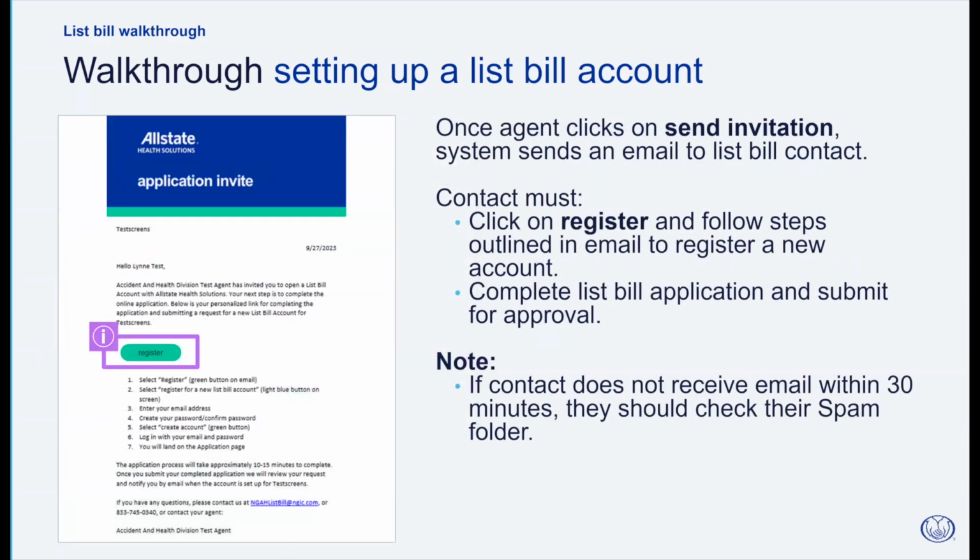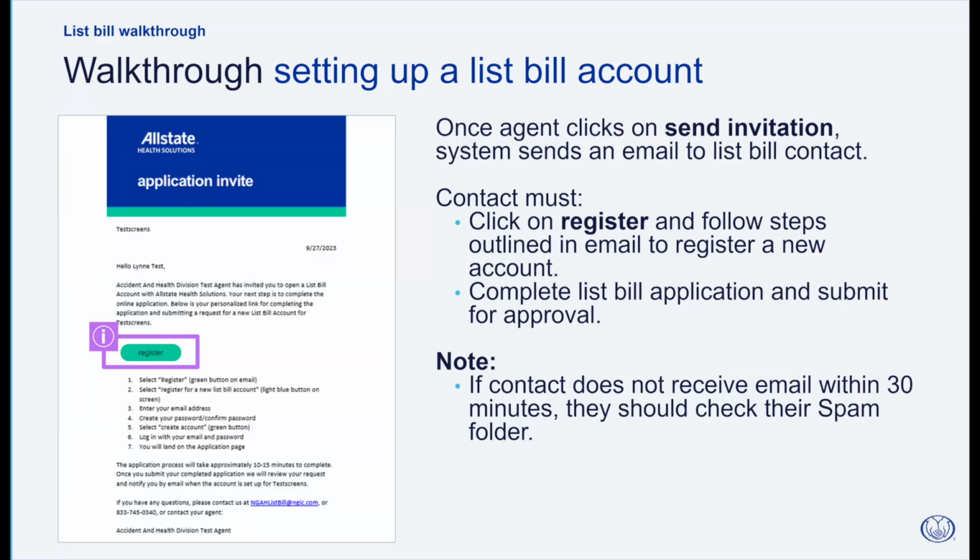This is what that email will look like, so you can direct them to it. Hey, you should get an email from Allstate Health Solutions. There's going to be a big blue button that says register. I need you to click that and walk through the steps. In that email, it has steps 1 through 7: select register for new list bill account, enter your email, create a password, create account, log in with the email and password, and then you'll be on the application page. So it tells them what to do.